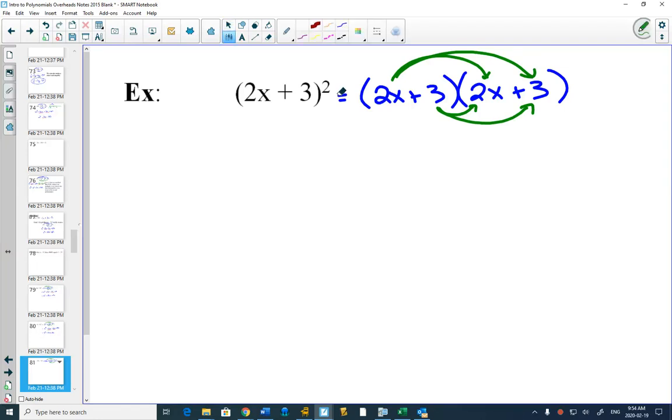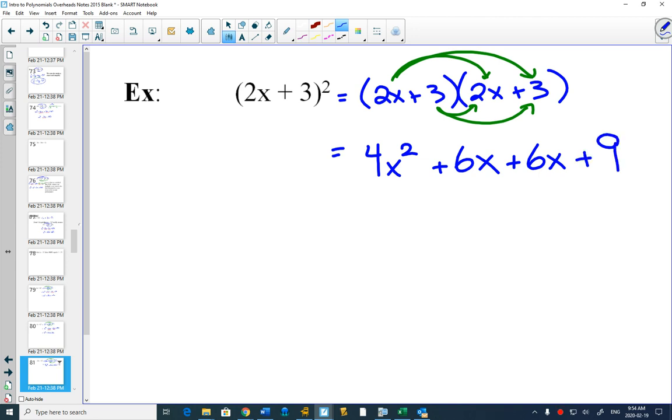This first line here from the 2x to the 2x means you're going to multiply them. And the rule for multiplying 2x: multiply your numbers, 2 times 2 would be 4. Multiply your variables, x times x would be x squared. Then you would do 2x times 3. So 2 times 3 is 6, and then we have an x. Then 3 times 2x, well, 3 times 2 is 6, and then you have your x, and finally 3 times 3 is 9. It's getting close to the answer. We're not quite done yet because these two are like terms.